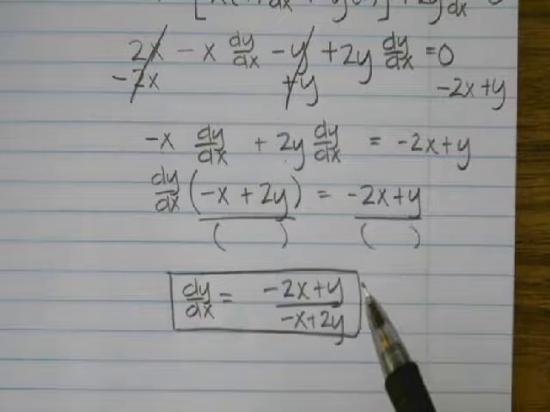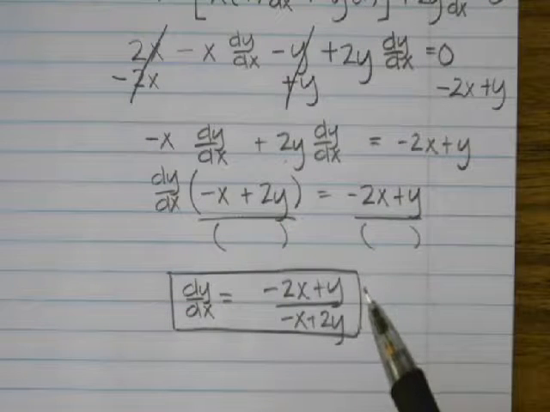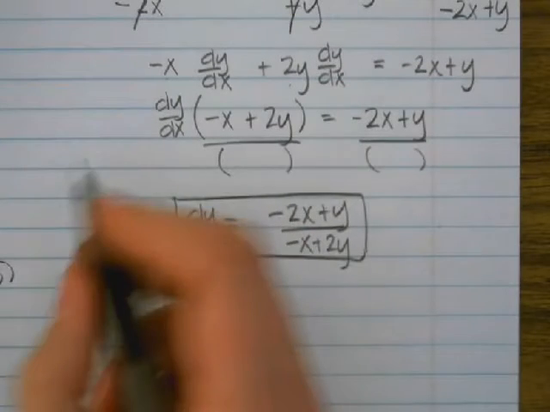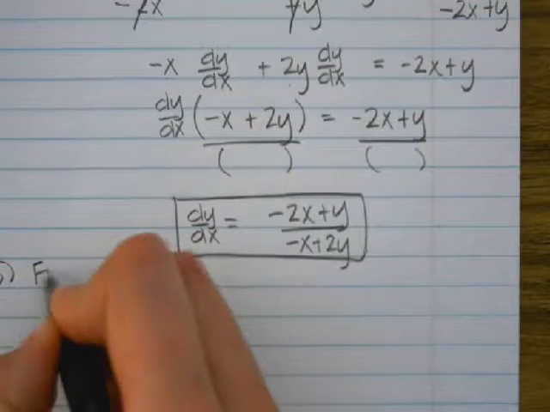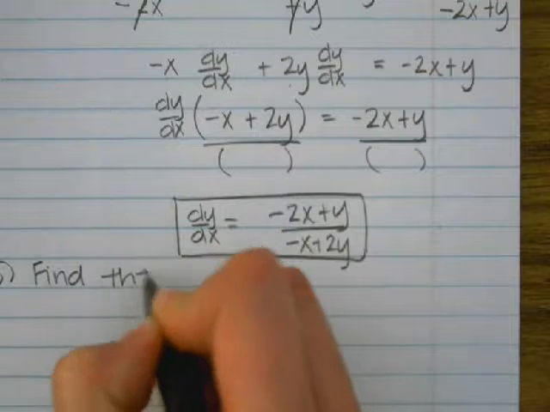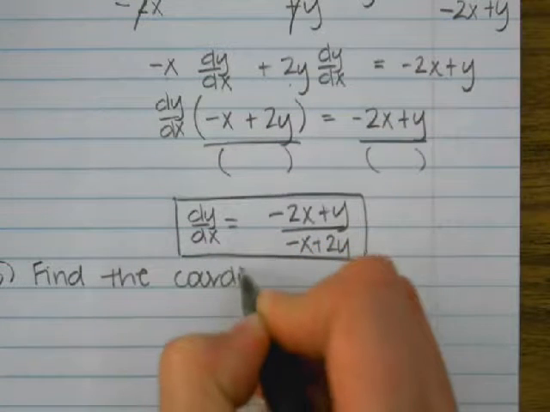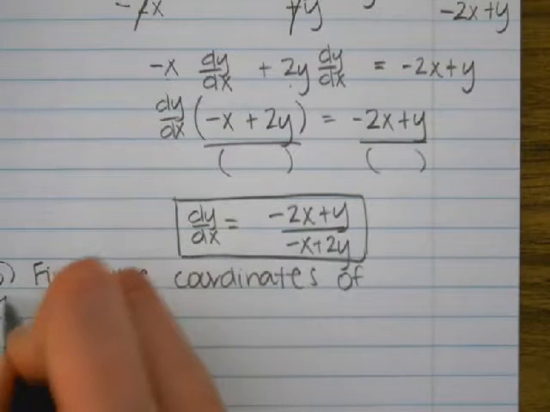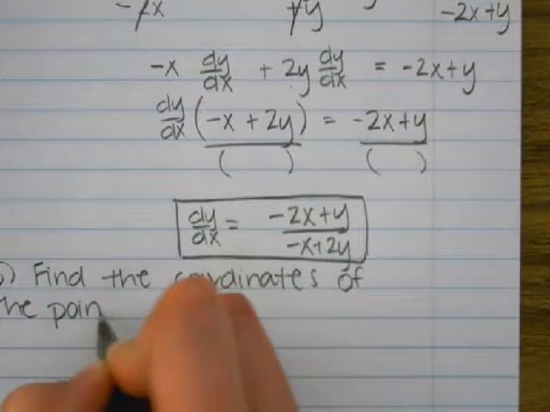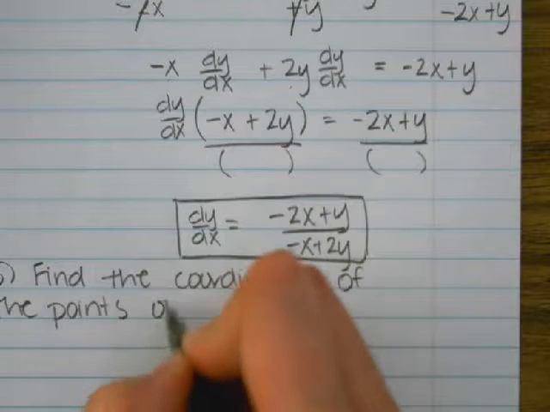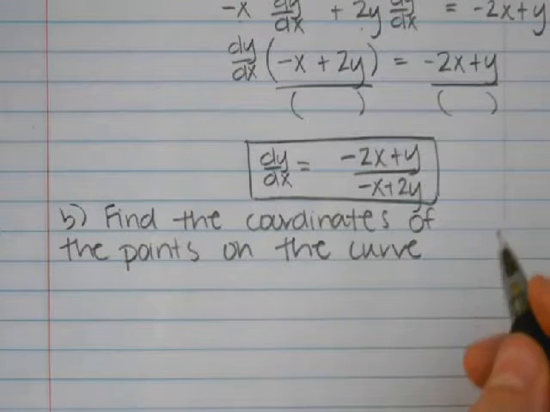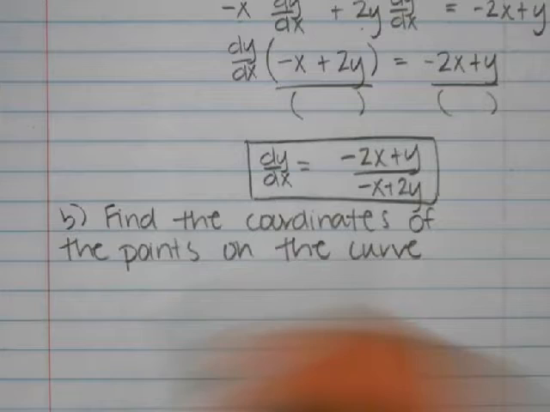Okay. The second part that we're going to do, part B, is we are going to find the coordinates of the points on the curve. So find the coordinates of the points on the curve where the tangents are vertical.